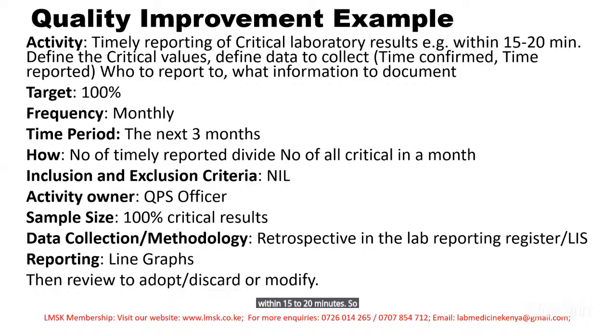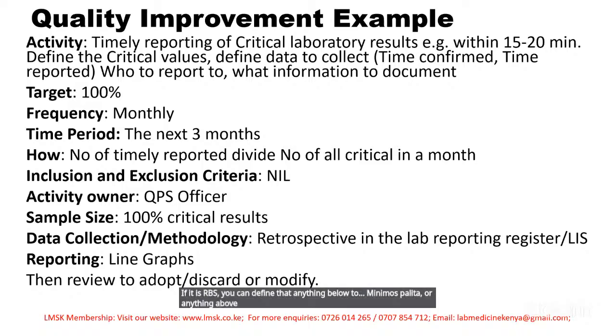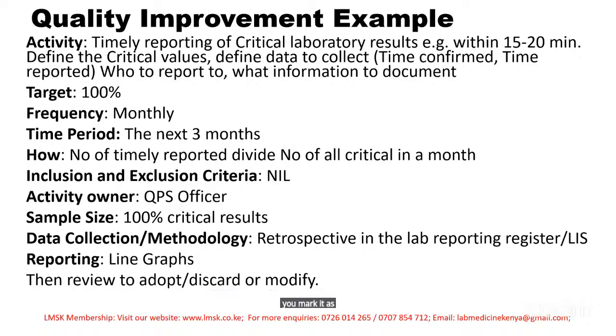So you define your critical values. If it is RBS, you can define that anything below 2 millimoles per liter or anything above 16 or 18, depending on your lab policy, you mark as a critical value. If it's blood cultures, all that turn positive are critical values. You define each one of them.